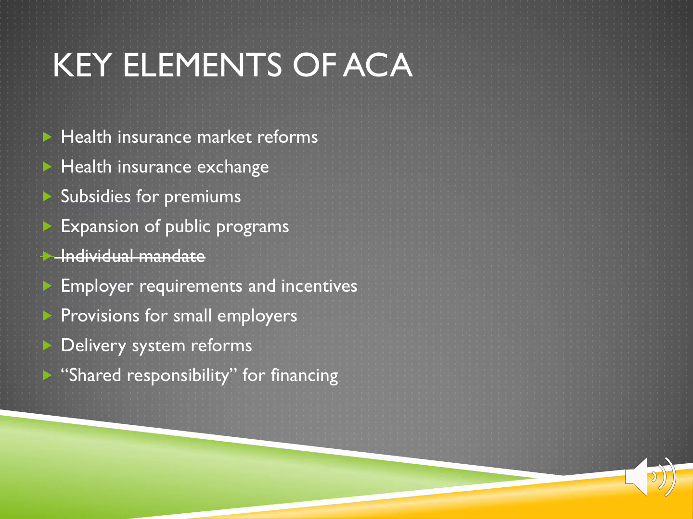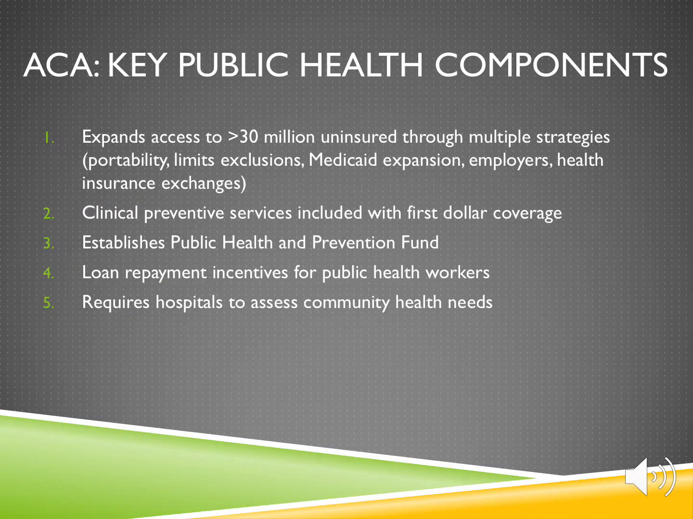Now let's go back to the key elements of the ACA. Let's now briefly summarize key public health components that can be seen as successes. The ACA expanded access to over 30 million uninsured people through multiple strategies. And clinical preventative services are included with first dollar coverage. And the ACA has established the Public Health and Prevention Fund, as well as loan repayment incentives for public health workers.